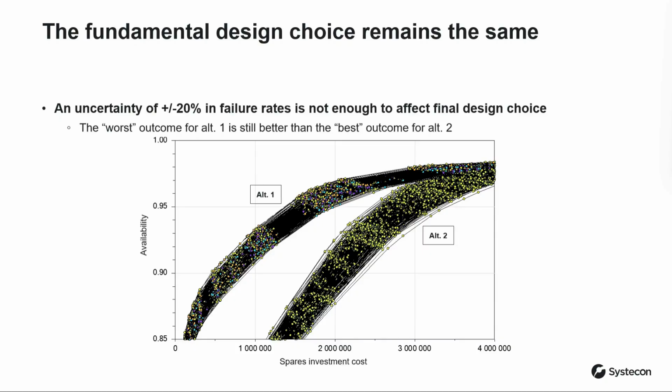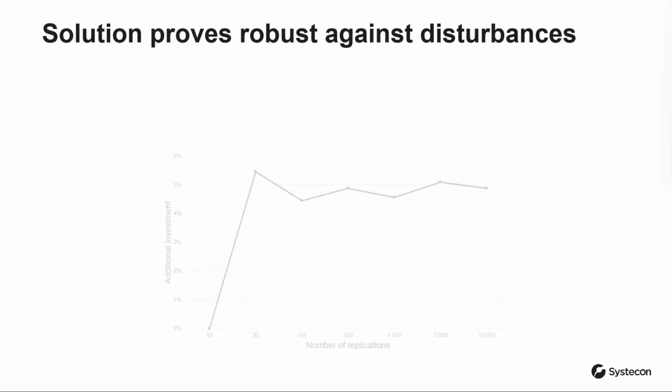Now, let's say that we select alternative number 1 and make an initial investment in spare parts based on that baseline model. What is the probability that we will underestimate the failure rates and therefore must make an additional investment in spares to compensate for this? This graph shows the additional investments as a function of the number of replications we run. As you can see, none of the 10 replications include an outcome where the failure rates increase to such an extent that we must compensate by acquiring more spare parts. As we run more replications, the results seem to stabilize around 5%.